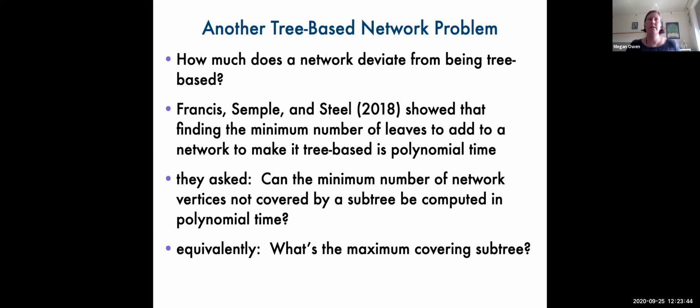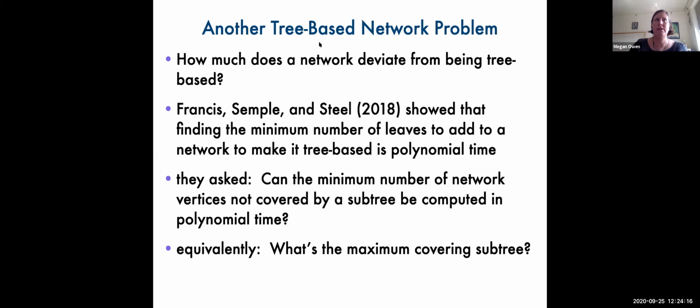Okay, so let's go on to the next one. There was a follow-up paper by Francis, Semple and Steel in 2018, and they started to look at this problem of, okay, if a network is not tree-based, how far is it from being tree-based? Because if it's only off by a little bit from being tree-based, maybe you could still pretend it's tree-based and go from there.